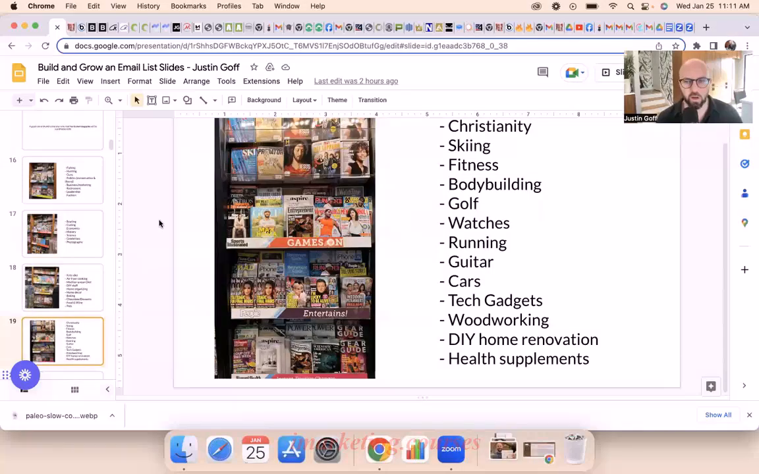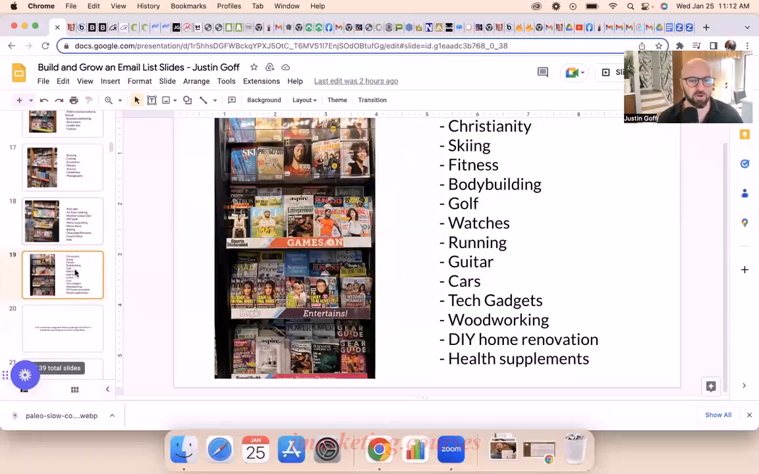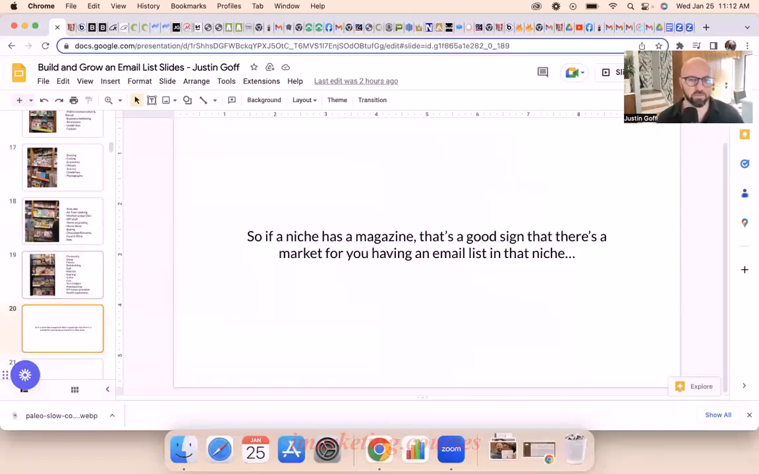This one, we have magazines on Christianity, skiing, fitness, bodybuilding, golf, watches, running, guitar, cars, tech gadgets, woodworking, DIY home renovation, and health supplements. So pretty big variety there. Ice fishing is my new niche. There you go. Pretty big variety there of niches you can be in.